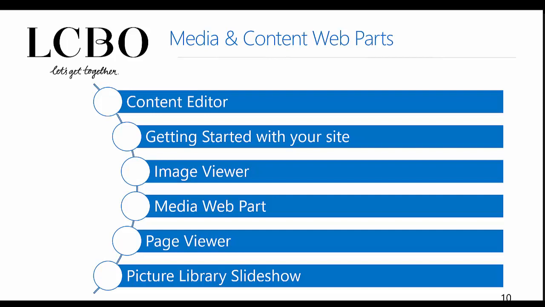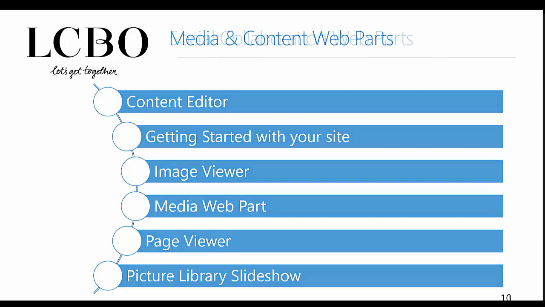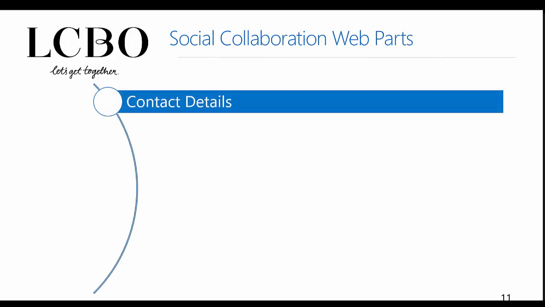For example, you could create a filtered view that only shows pictures from a certain date range or from a certain event. The web part displays them in a rotating slideshow in the exact size of the picture. This helps if you make sure that your pictures are the same size and dimensions. Social collaboration web parts include contact details.